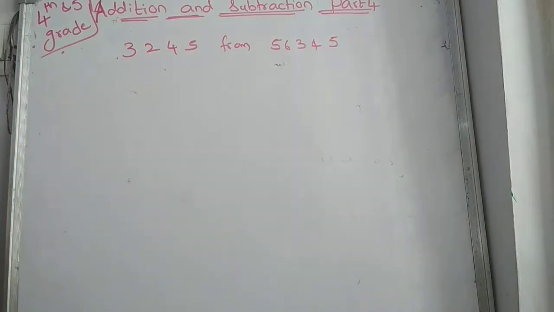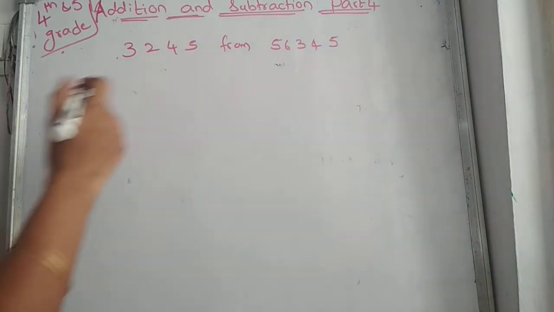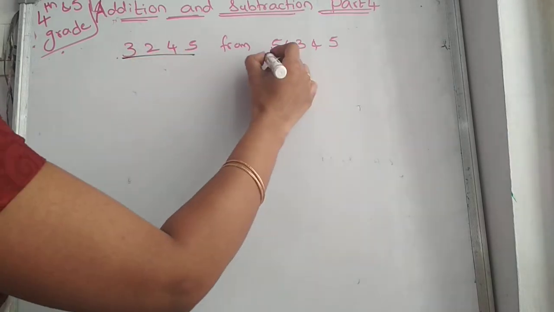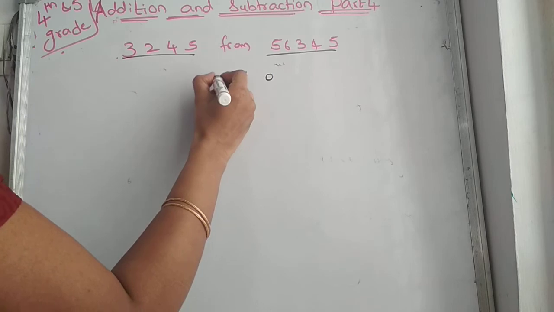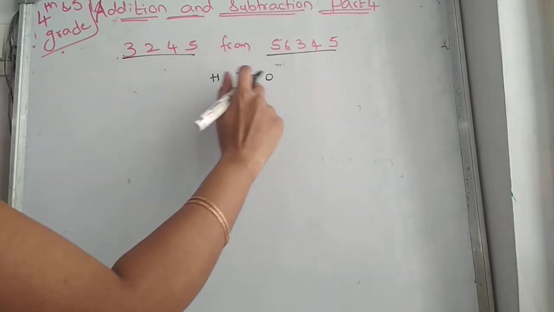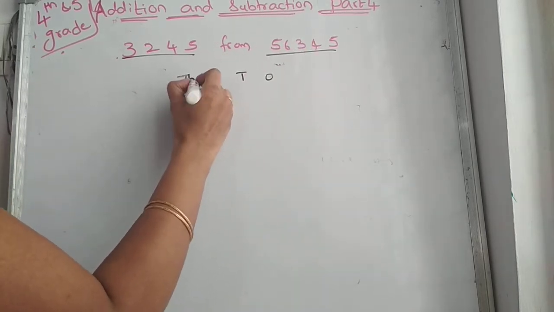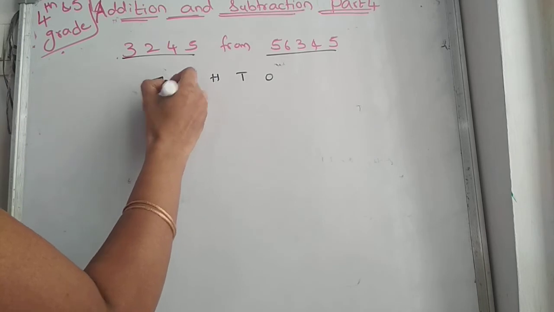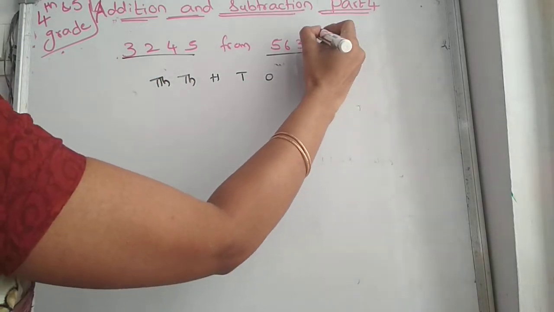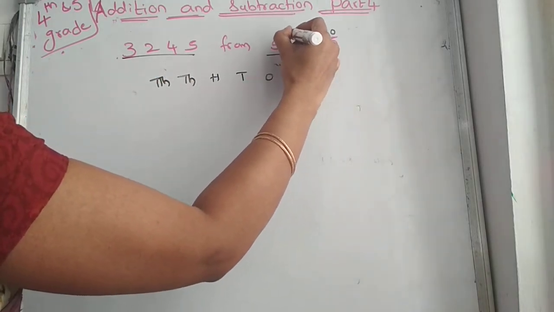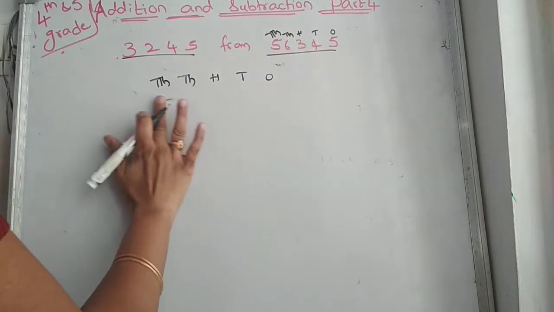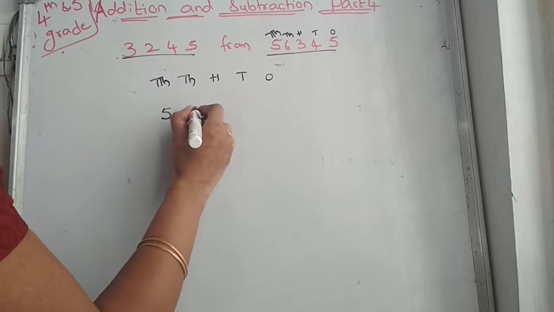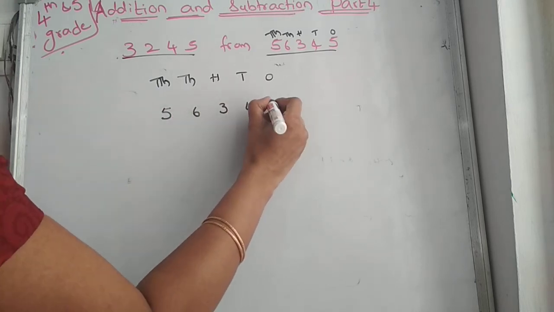Observe here. This is the 4-digit number and this is the 5-digit number. What do we do? Ones, tens, hundreds, thousands, 10,000. First arrange the ones, tens, hundreds, thousands, 10,000. Once again: 5, 6, 3, 4, 5.